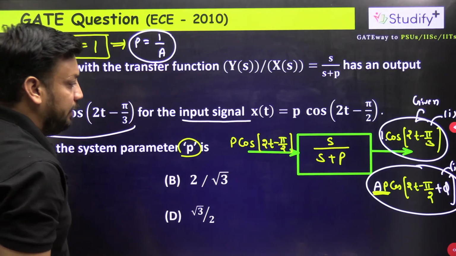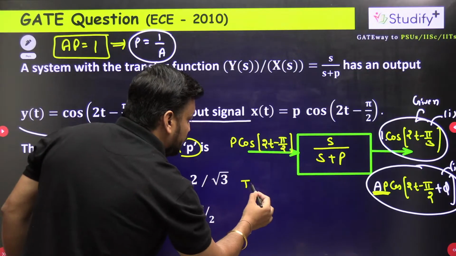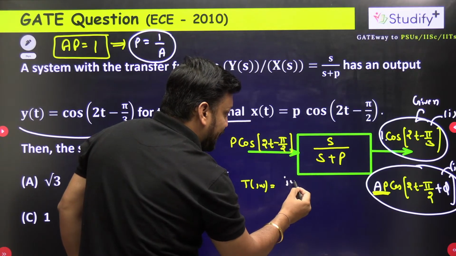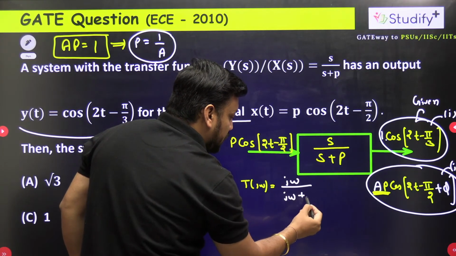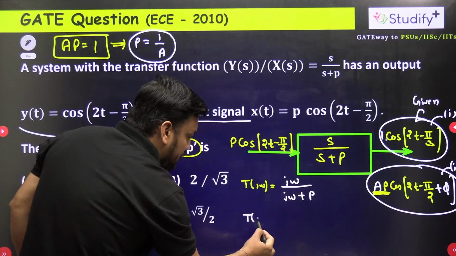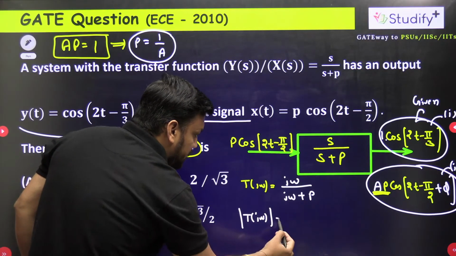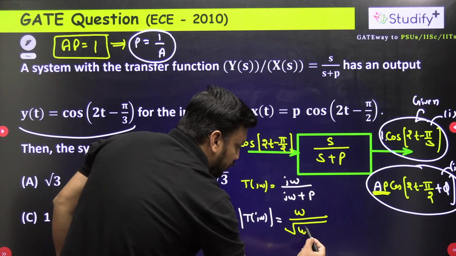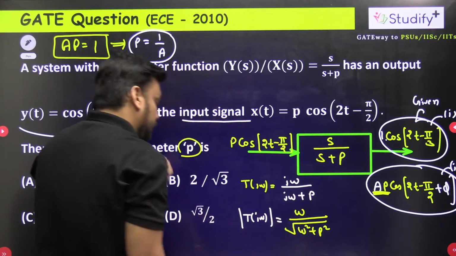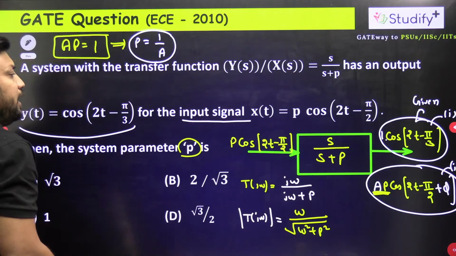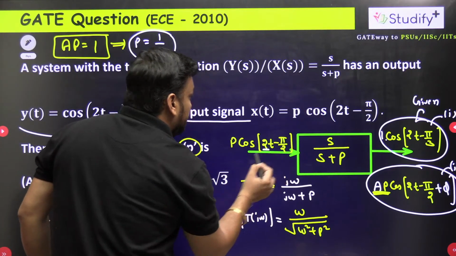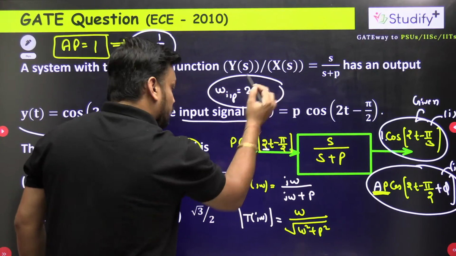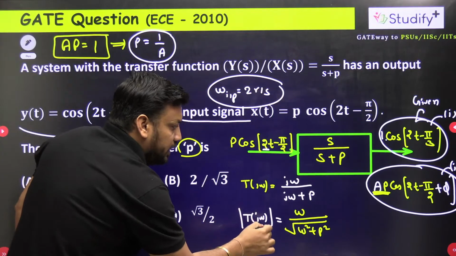And what is A? To write this, can we write the transfer function T(j omega) first? In place of s, I am putting j omega. So I should get j omega upon j omega plus p. Now, what is the magnitude of T(j omega)? The magnitude is omega upon under root of imaginary square plus real square. And what is the input omega, guys? The input omega which is given to us is 2 radian per second, and once I put this, it will give me A.